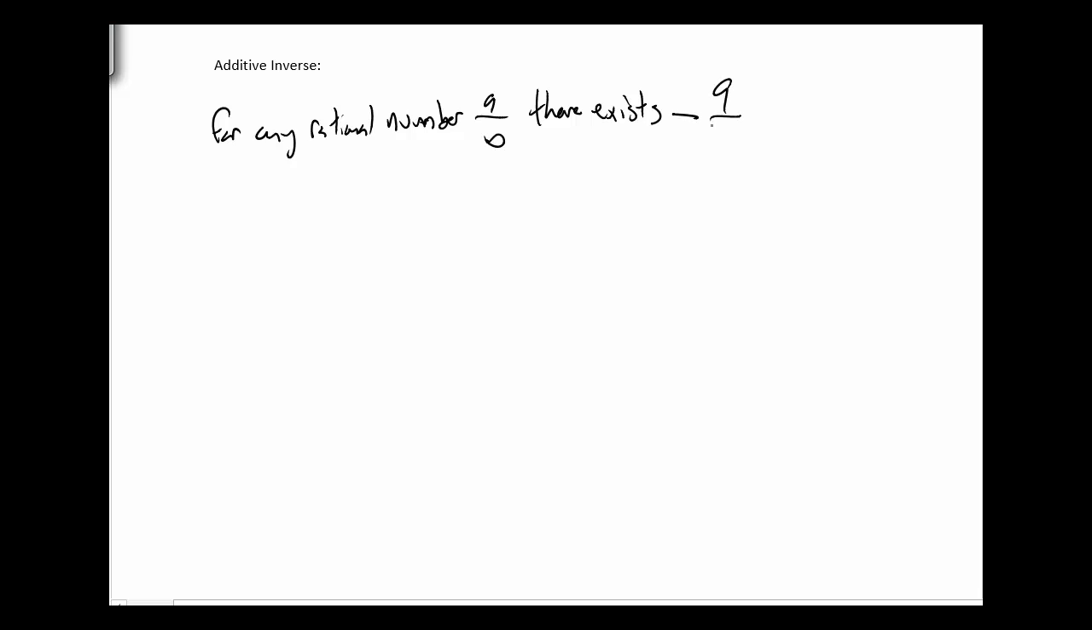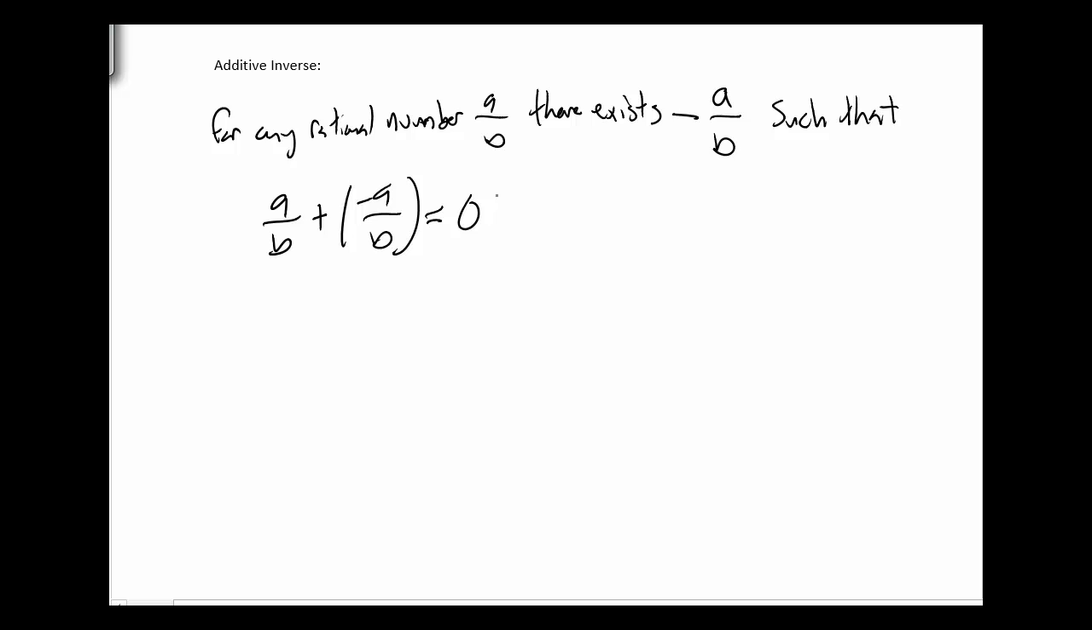Okay, so we've encountered additive inverses before. The definition of additive inverse is as follows. For any rational number a over b, there exists a negative a over b, or the opposite of a over b, such that if we add these two expressions together, they end up canceling each other out and we get 0.